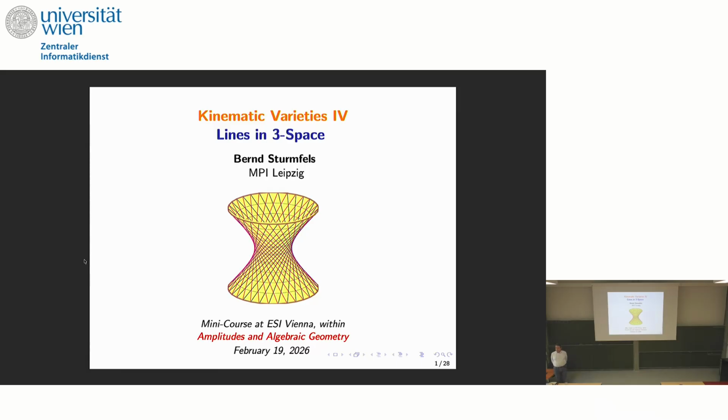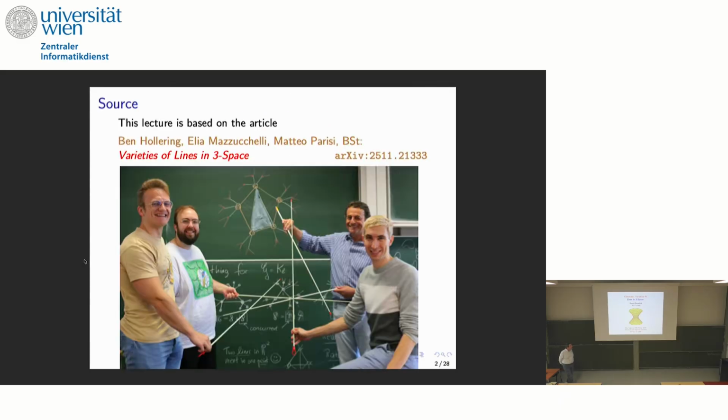But whenever I say line in three space, for those who know, you can think about momentum twistor or bitwistor. But for everybody else, I'm going to talk about lines in three-dimensional space.